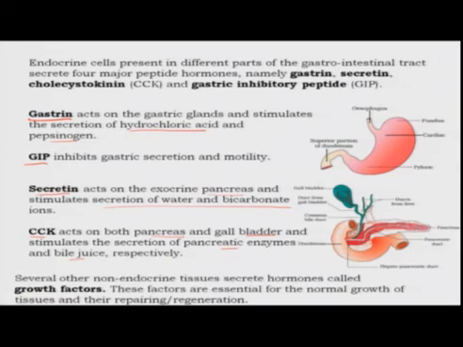Finally, many tissues have what are known as not classical hormones, but growth factors. These factors are essential for the normal growth and repairing of tissues on an everyday basis.